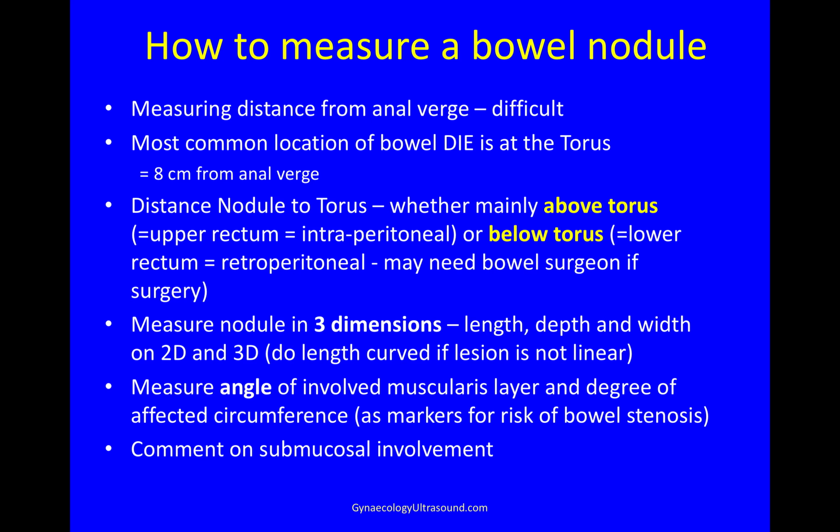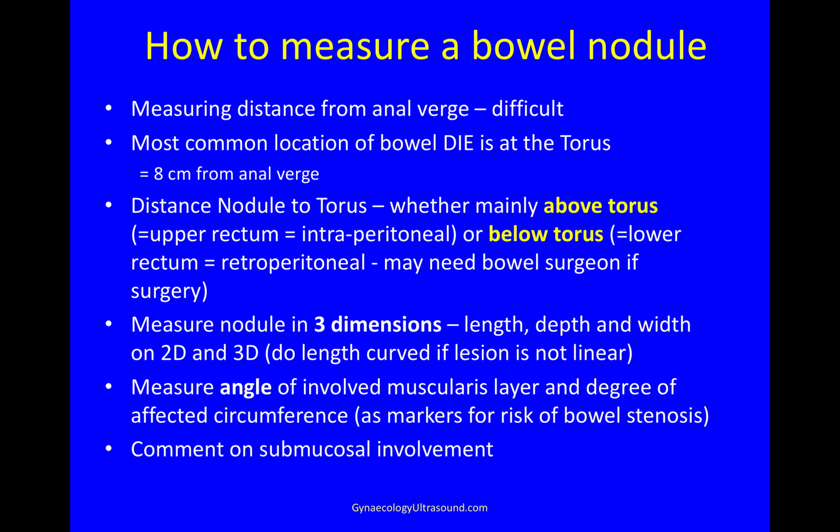How to measure a bowel nodule? A lot of people measure the distance from the anal verge, but I find this very difficult. The most common location for bowel DIE is at the torus, and at that point you're around 8 centimeters from the anal verge. What we do in Southampton is we measure the distance of the nodule to the torus, whether it's mainly above the torus, and that's upper rectum and it's intraperitoneal, or whether the nodule is below the torus, which is lower rectum or retroperitoneal.